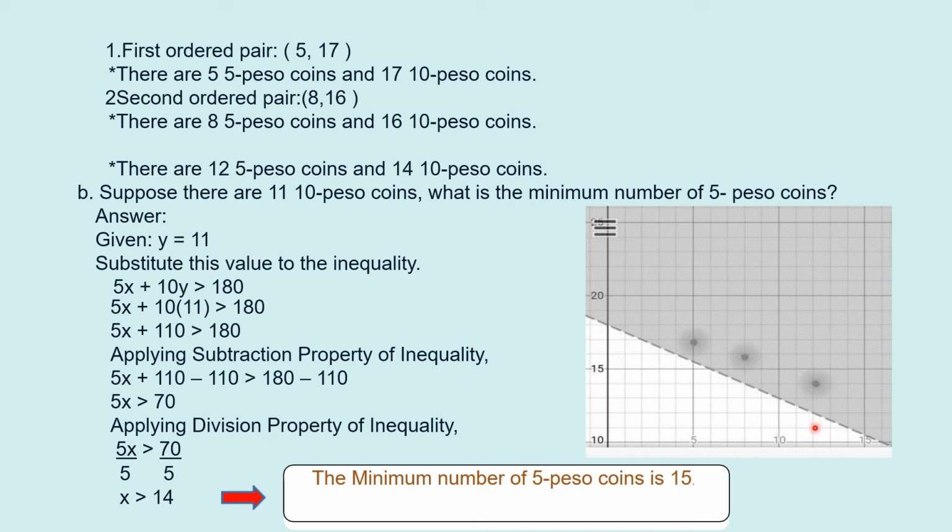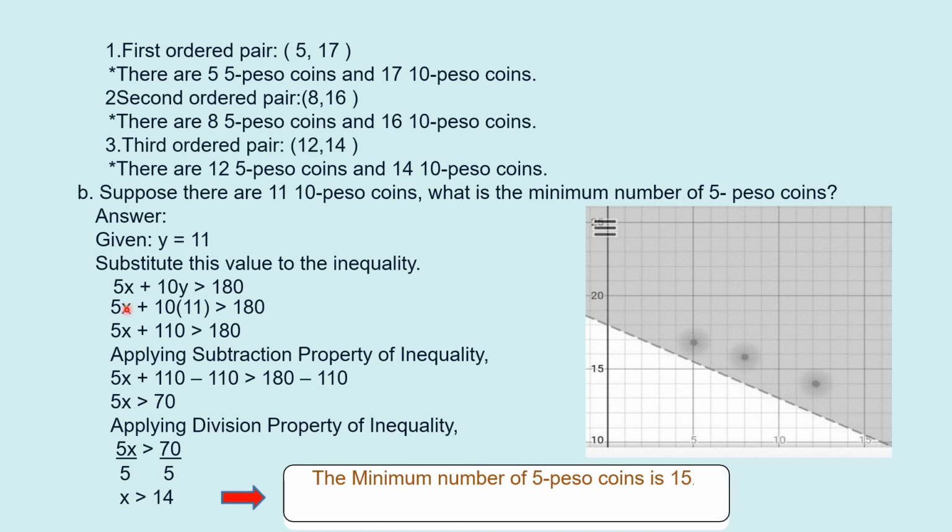Suppose there are 11 10-peso coins. What is the minimum number of 5 peso coins? In other words, what is the lowest number of 5 peso coins? To answer this, let y be equal to 11. We will substitute this value into the inequality.